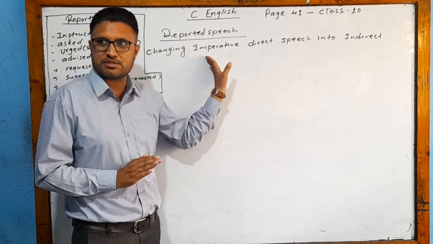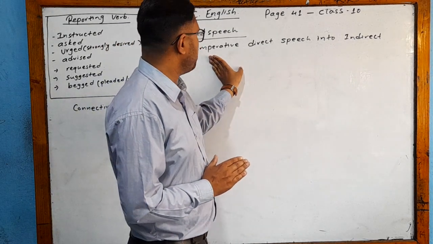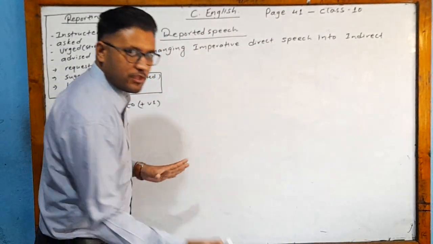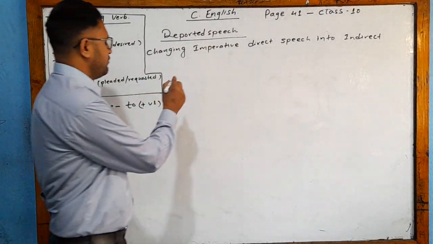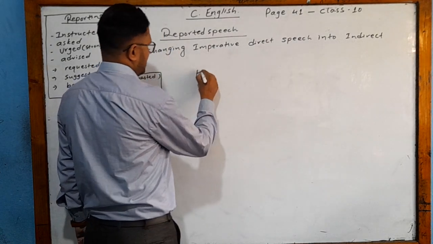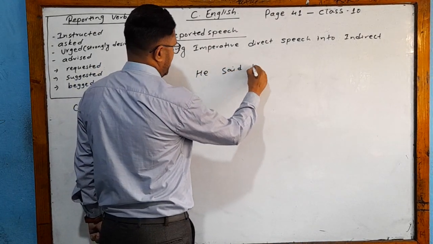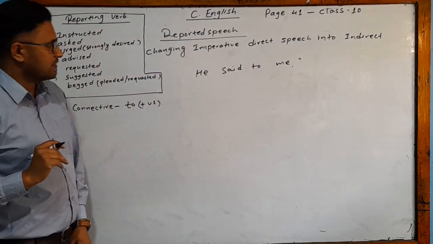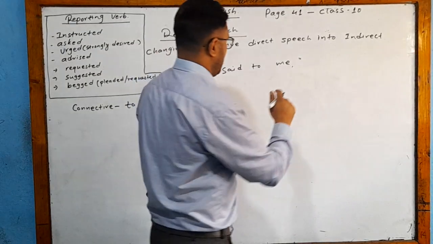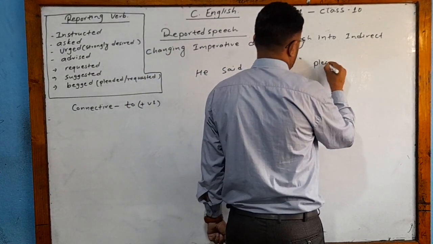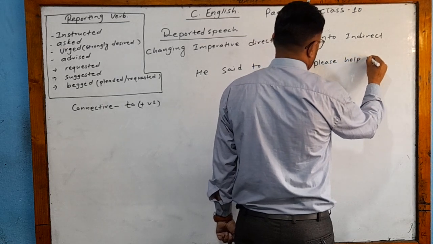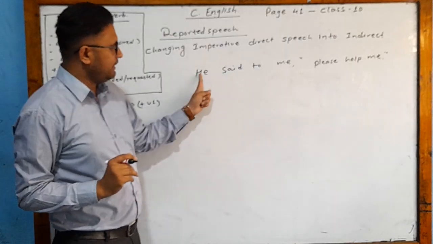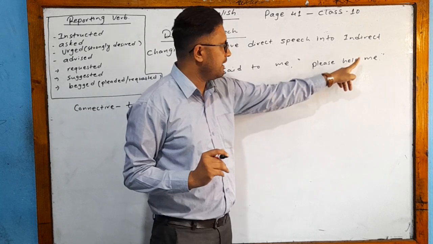In case of which type of sentence? Okay. Imperative sentence. Alright. So let me write a sentence and then make you clear. So here is a sentence. He said to me, comma, double inverted comma, please help me. Okay. So we have a sentence like this. Look at here. He said to me, please help me.